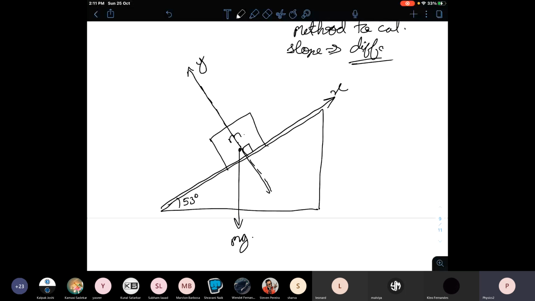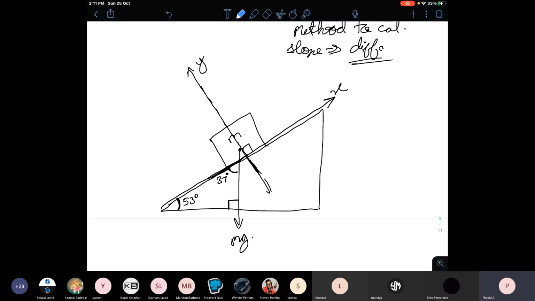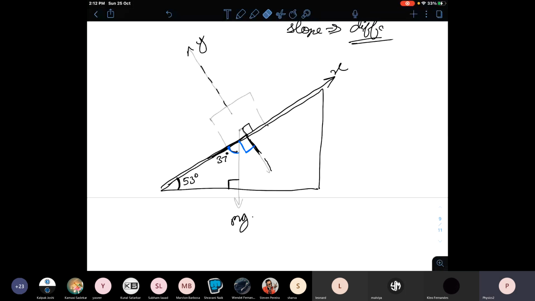Now this is 53 degree. This is 90 degree. So this angle will come out to be 37 degree. It is 90 minus 53, that is 37 degree. Now see, these two lines are perpendicular to each other. Out of that, this is 37 degree. Let me just draw it a bit more correctly.